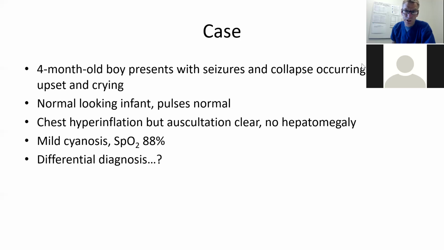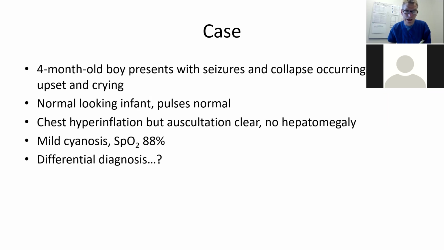This is a typical case, a 4-month-old boy who presents with seizures and collapse, and that occurs when he's upset or crying. Otherwise, he's a normal-looking baby. He's a relatively well-grown boy. His pulses are all normal. But when you look at him, he looks like he's got a big barrel chest. He's got chest hyperinflation. But when you listen to his chest, he doesn't have wheeze or crackles, and there's no hepatomegaly. And his saturations are 88%.